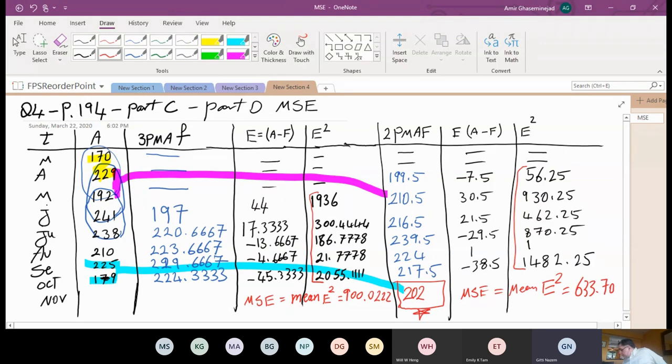So when the question says compute the 2 and 3 period moving average mean squared error and compare, we compare the results. We see that the mean squared error in the case of 2-period moving average, 633, is less. Therefore, that is the method of forecasting that we are going to use if the choice is between these two. Now it says find the best number of periods. To find that, we have to do 4-period and 5-period moving average, and we already did it on computer, and you know how to do it.